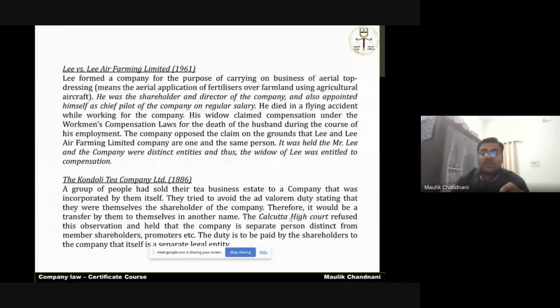In that particular case, the Calcutta High Court defined that the company is a separate person. These are the wordings of the Calcutta High Court in 1886. The company is a separate person, distinct from its member shareholders and the promoters, etc. So, who was the first nation? India, who established the fact that the company and its shareholders and promoters have separate entities. But unfortunately, this court didn't get much recognition.